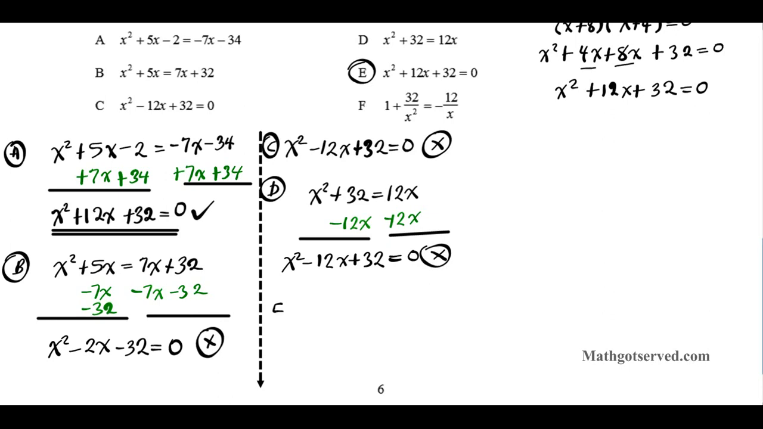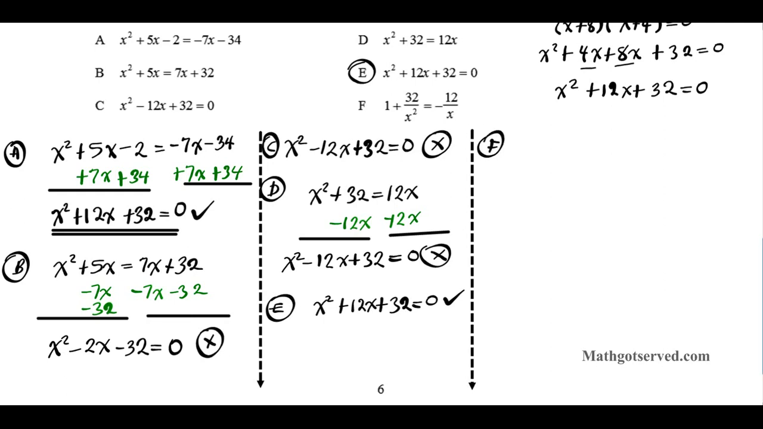Option E, we already talked about that before, that option E is a match. x squared plus 12x plus 32 equals 0 is a match, so it's good. Now let's shift our attention and focus on option letter F. So option letter F, we have 1 plus 32 over x squared equals negative 12 over x.